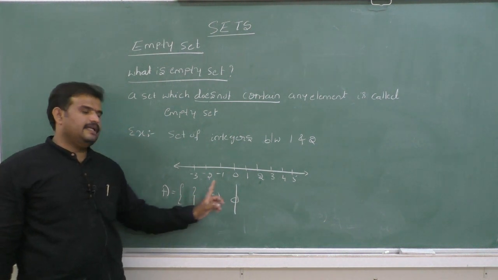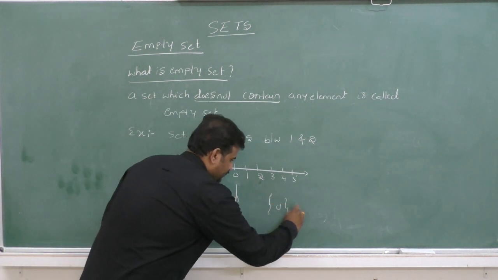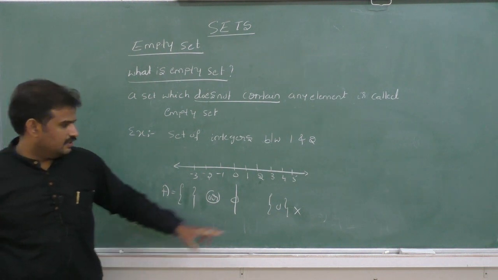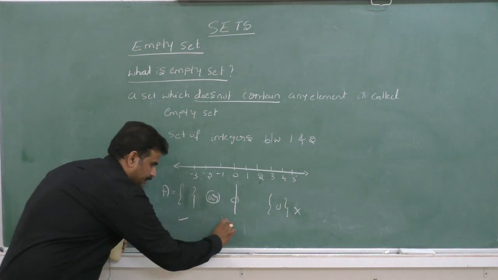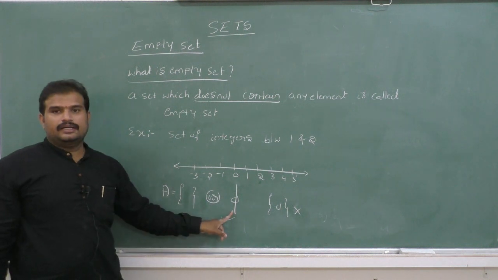Don't write your empty set like this. This is wrong. This is wrong. The correct way to represent your empty set is these two. These two are the correct representations.